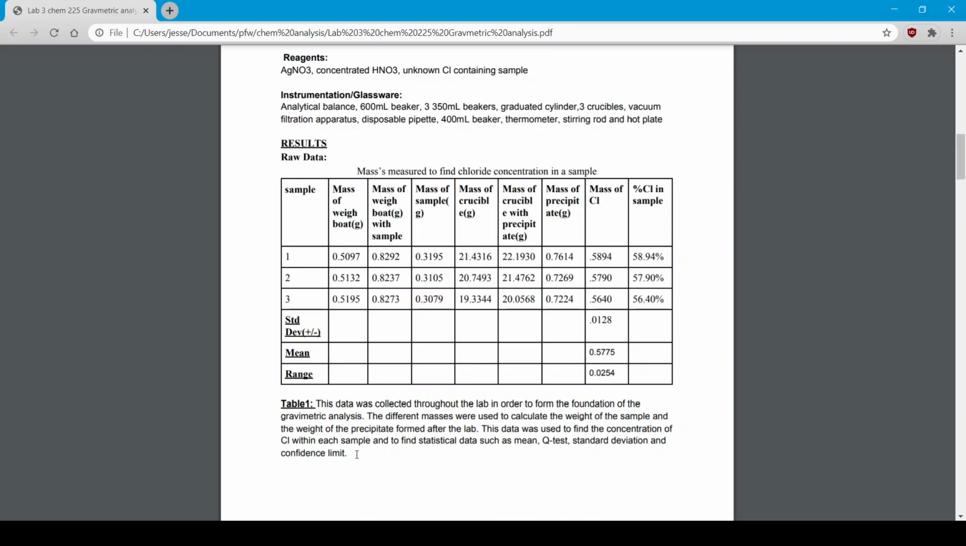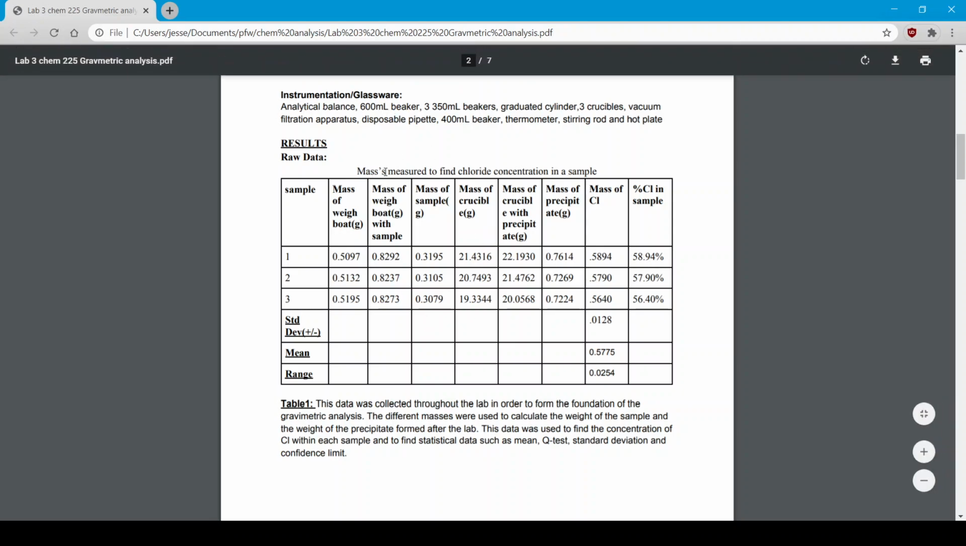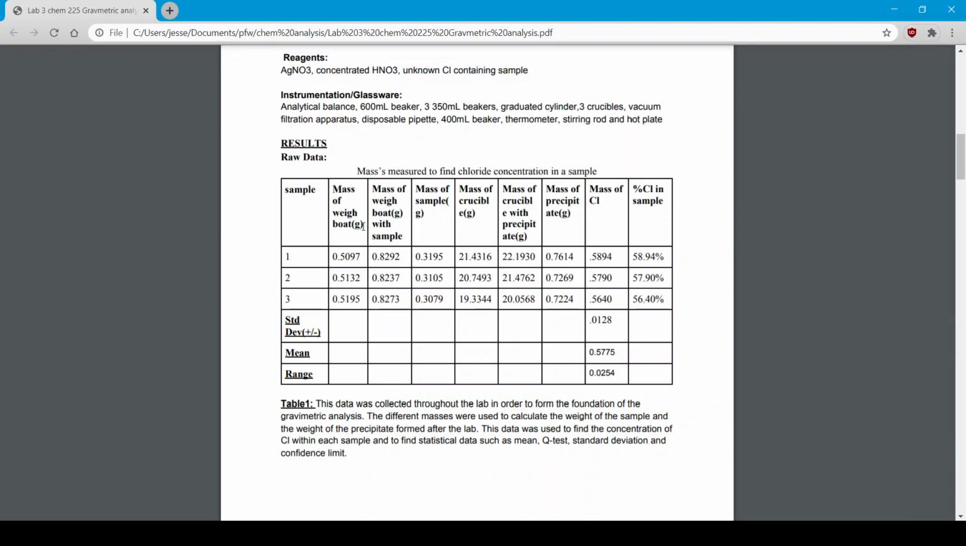Could be a little bit longer, could be a little bit shorter, essentially explaining what the graph or the table is. So in this case, we have masses measured to find chloride concentration of a sample. So we have what we weighed. We took our weigh boat, which is essentially a container that you use to weigh out a sample in the lab. We measured that, and then we put our unknown sample in. In this case, our unknown chloride containing sample, unknown C.